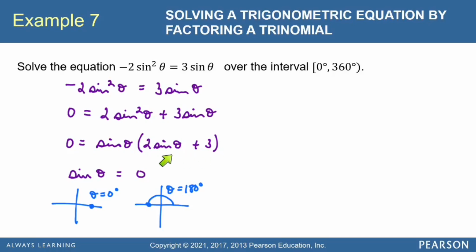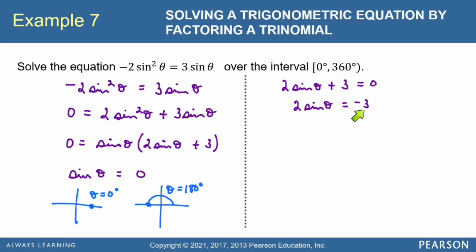And for the second factor, if 2 sine theta plus 3 equals 0, then we want to isolate the sine of theta here. So we'll move the 3 to the other side of the equal mark. That would give us 2 sine theta equals negative 3. And then we would divide both sides by 2, and that would leave us with sine of theta equals negative 3 over 2.